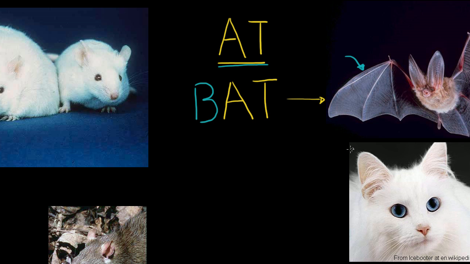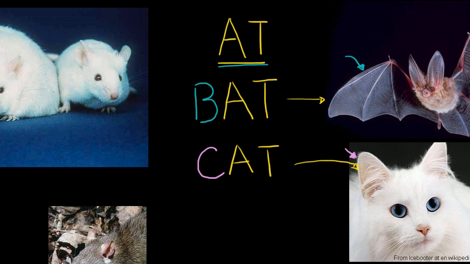Now this creature, this animal, might look familiar. It is a cat. And once again, it is another at word, and it starts with C. C for cat. So let me write it down. So this is a cat. C is at, cat. At, cat. And that's a cat right over there.